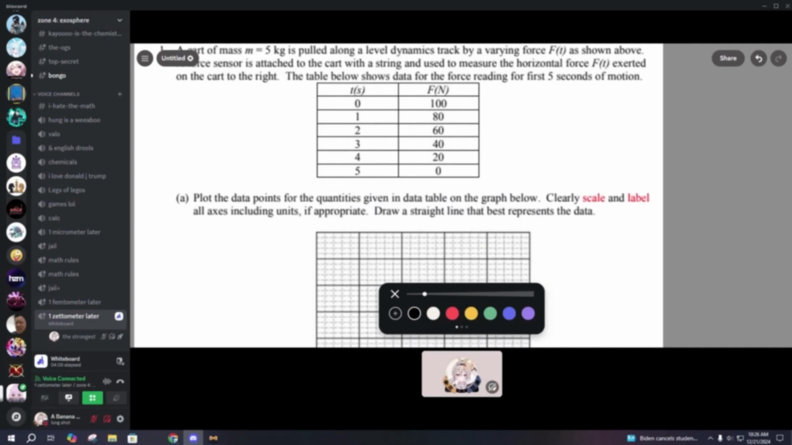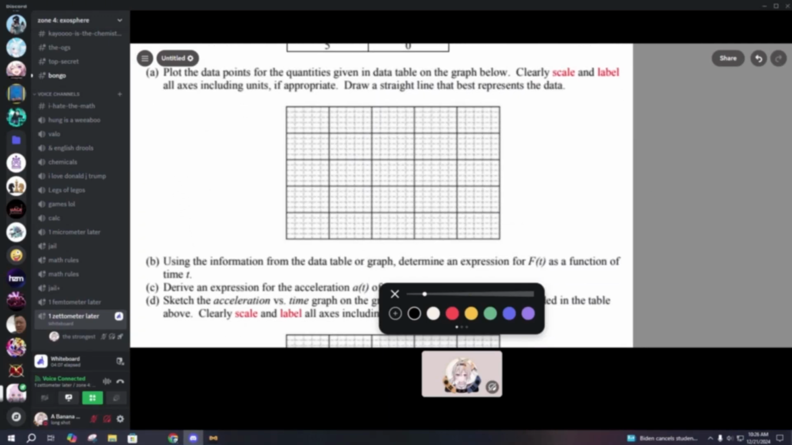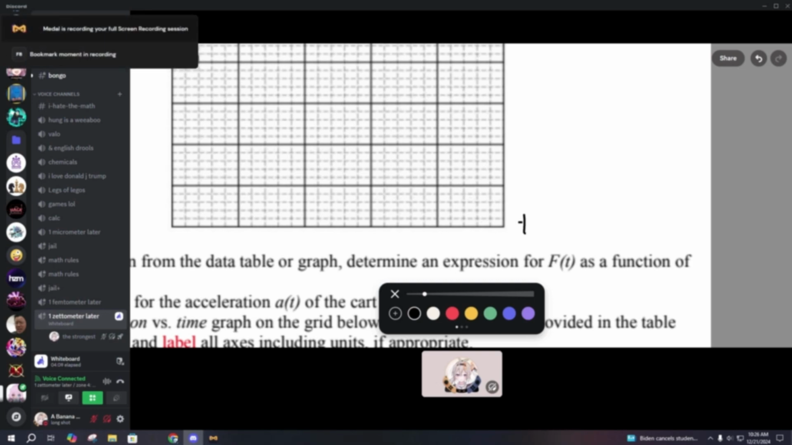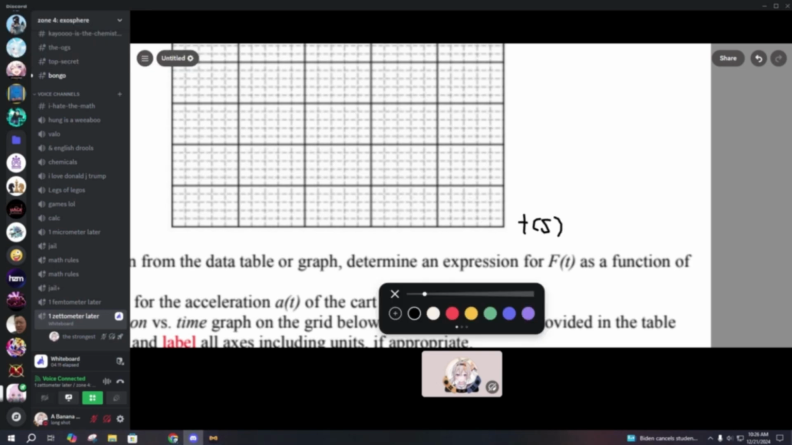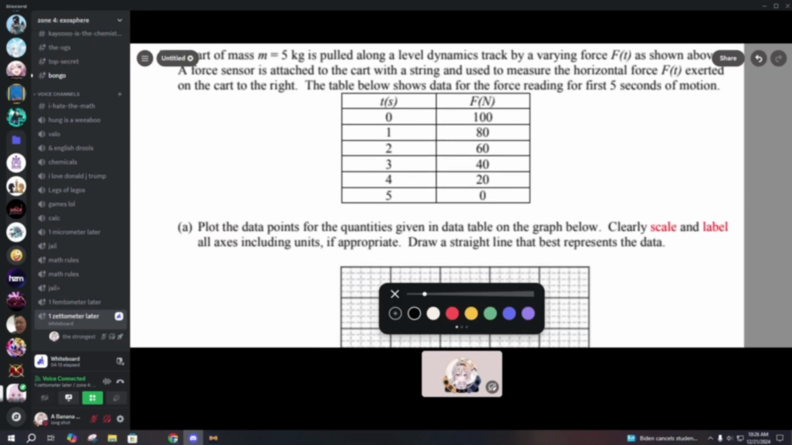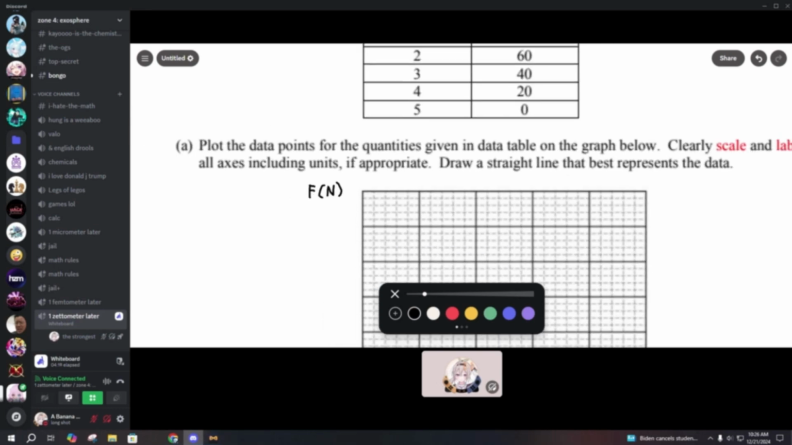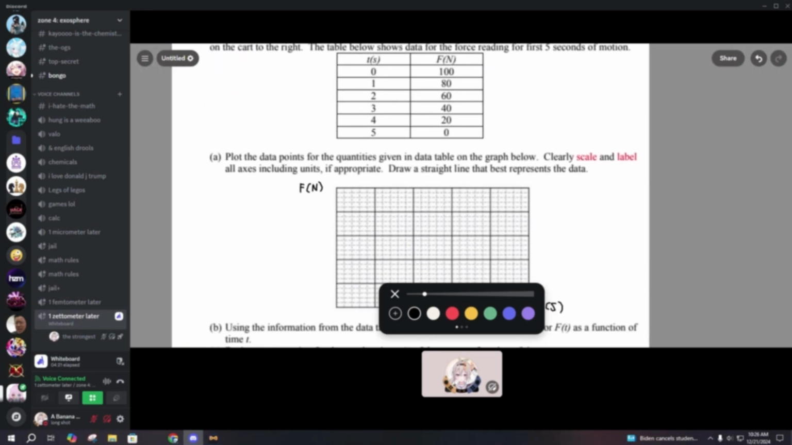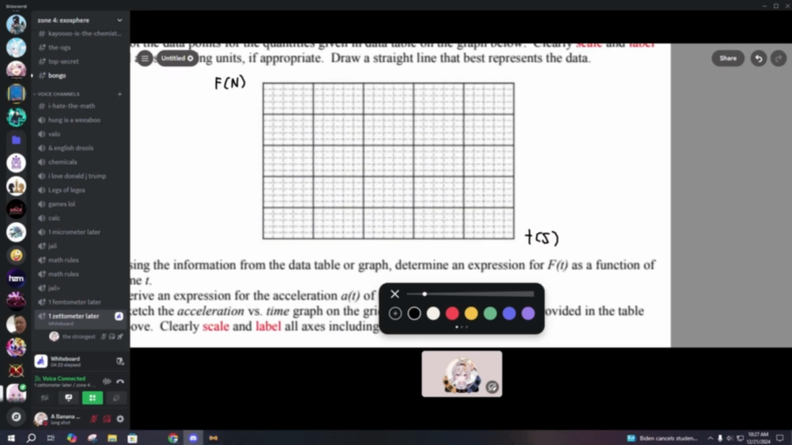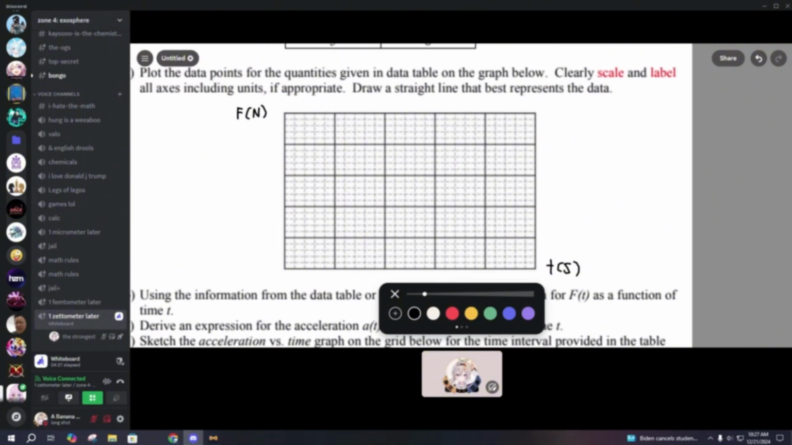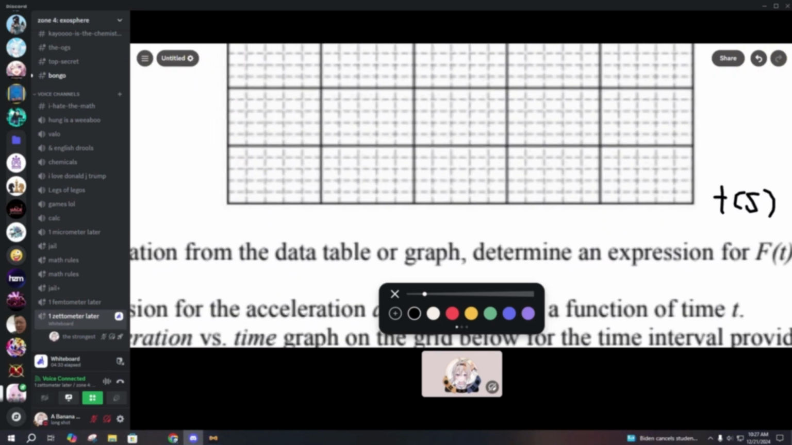For part A, we want a graph with these data points. So I'll make my x-axis time in seconds. I'll make my y-axis force in newtons. I'm doing this because force is dependent on time. So therefore, time being my explanatory variable and force being the dependent variable, the one that responds to time, it would make sense to graph it like this.